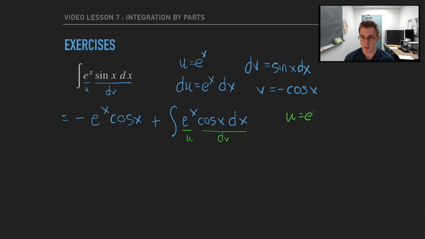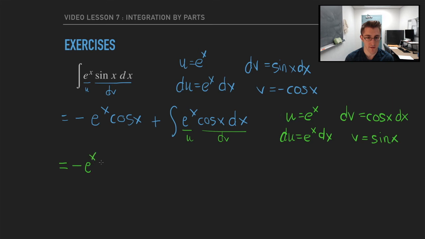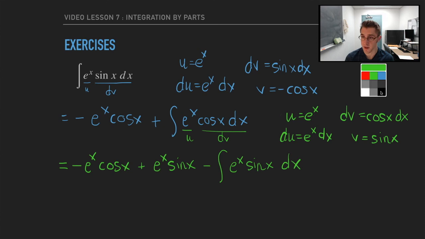So u is e to the x, dv is cosine x dx. So I get du is e to the x dx, v is sine x, and then I have the negative e to the x cosine x left over, and then I'm adding u times v, so e to the x sine x, minus the integral of v du, so I have e to the x sine x dx. So actually I'm going to introduce a third color, which let's go with white so I don't have to write in red.